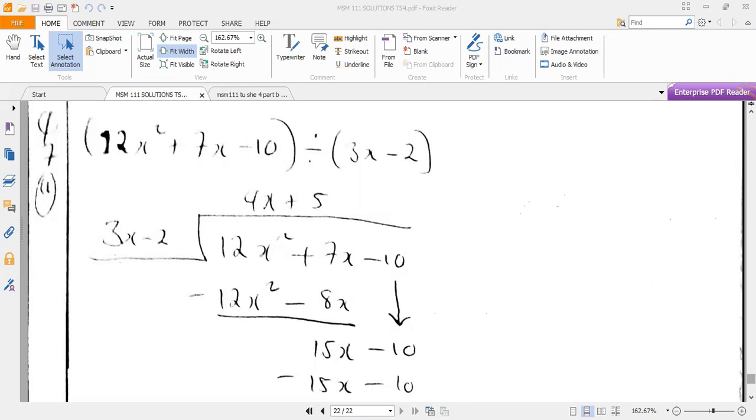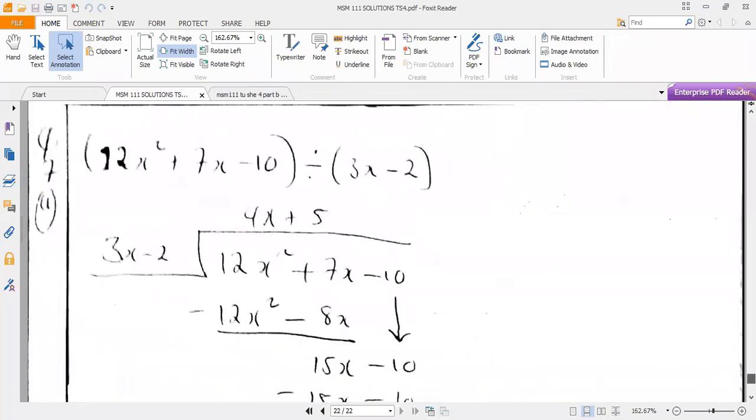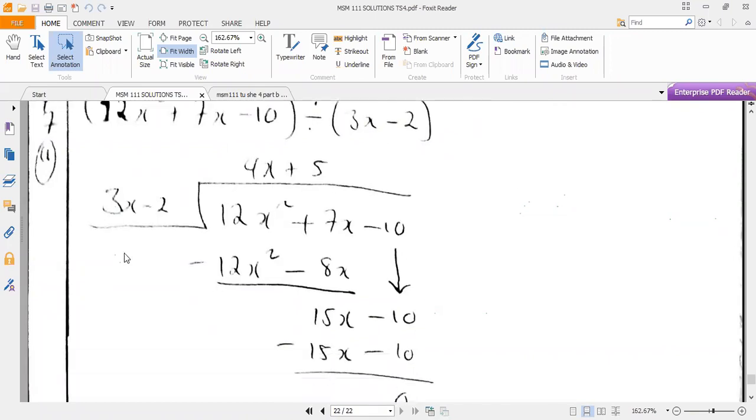For the polynomial, always keep in mind that when you have not reached a constant here, you keep on dividing until you find the constant. But if we had an x squared, I'll show you an example for that one. So we say now 3x into 15x is simply positive 5. Now 5 times 3x is 15x, and 5 times negative 2 is negative 10.